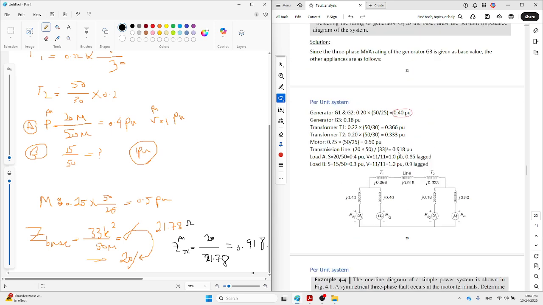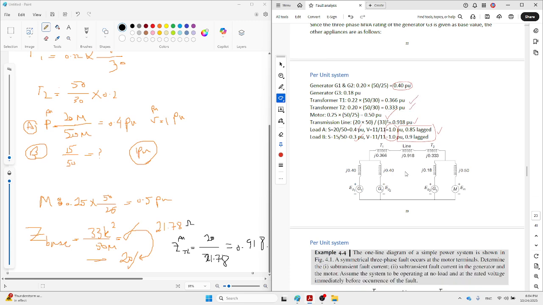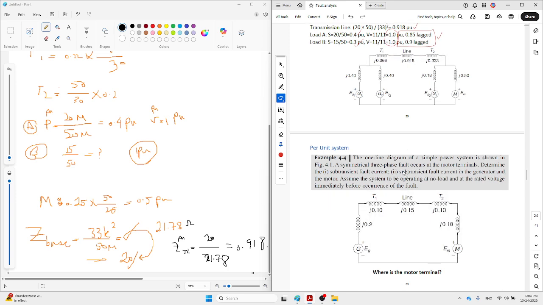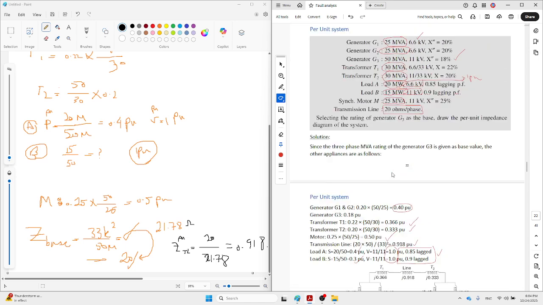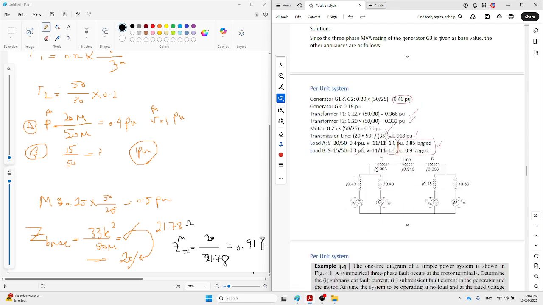Is it given or not? Yes, it's here. The S is given as 15 over 50. For this one in per unit, the power factor does not need to be changed. I calculated this for transformer number 2 and transformer number 1. I have already covered all the per unit section.